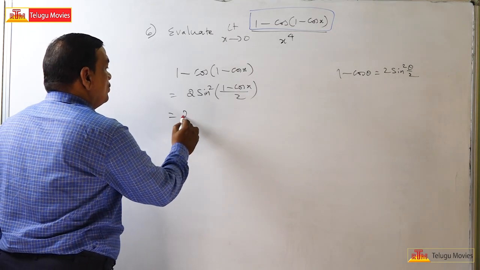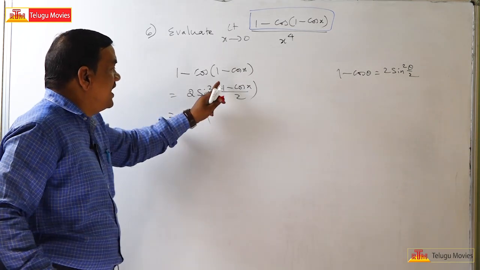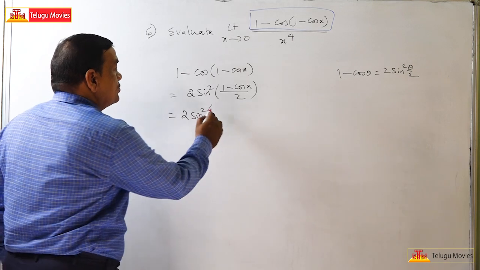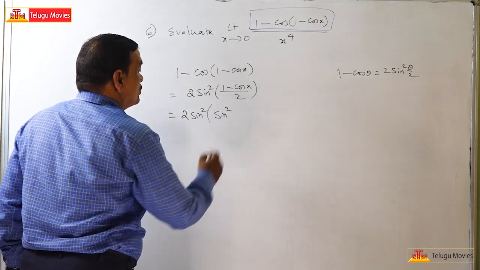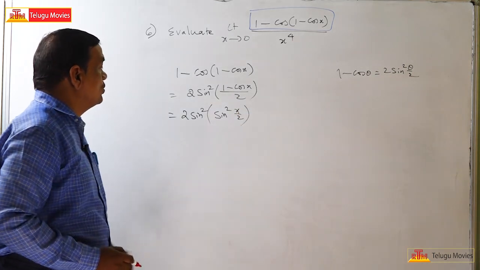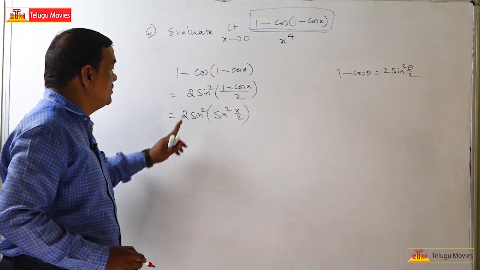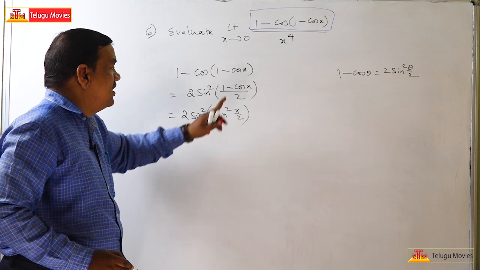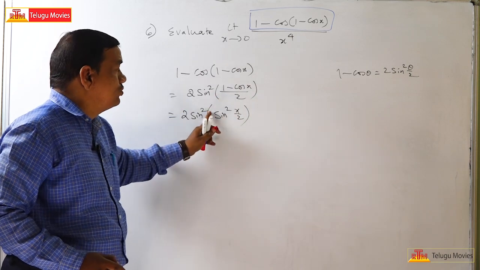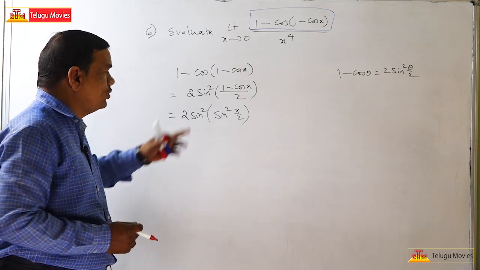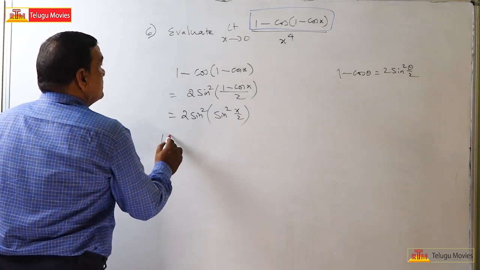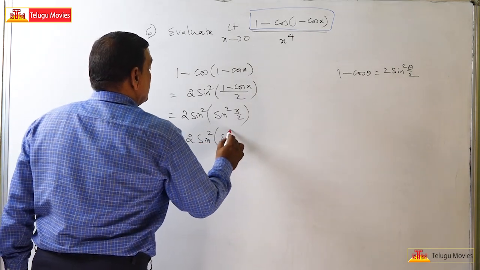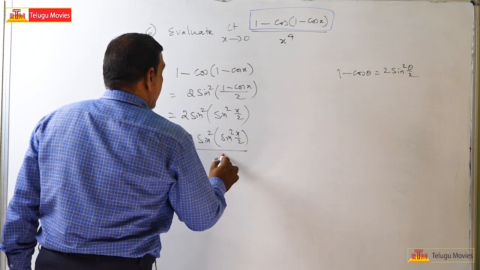So 1 minus cos x by 2 sin square theta by 2 form. Again 1 minus cos x means 2 sin square x by 2, and the 2 cancels. So this is equal to sin square x by 2. So totally, the numerator expression is 2 sin square theta by 2, and again 1 minus cos x means 2 sin square x by 2. 2 will get cancelled. Now our problem is limit x tends to 0, 2 times sin square of sin square x by 2 divided by x power 4.